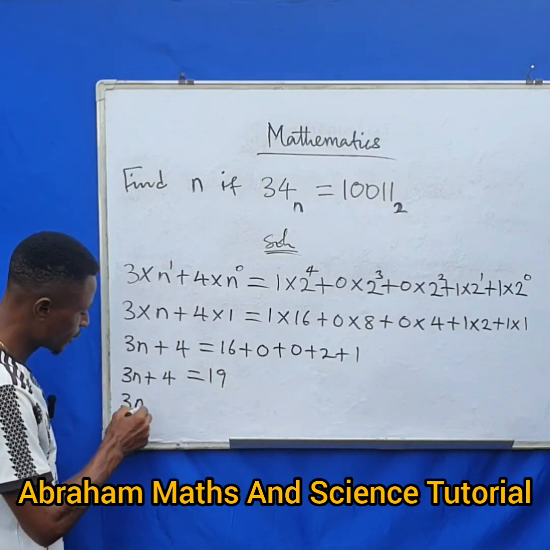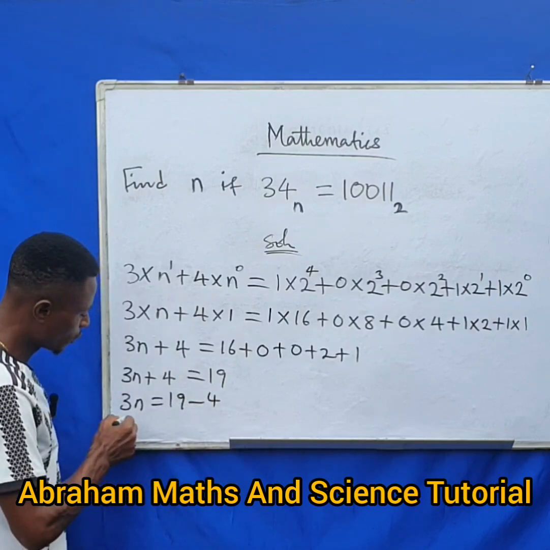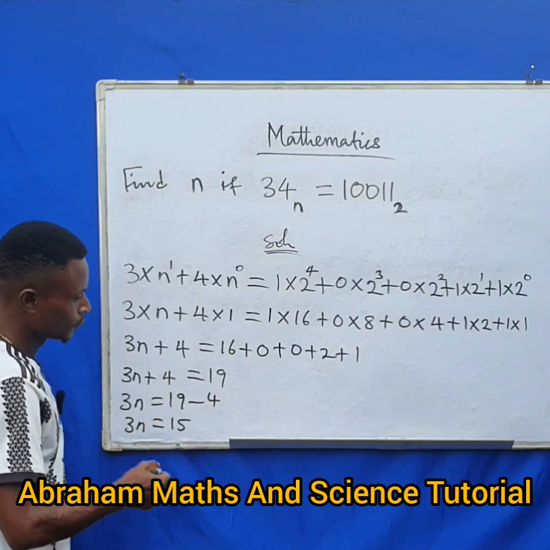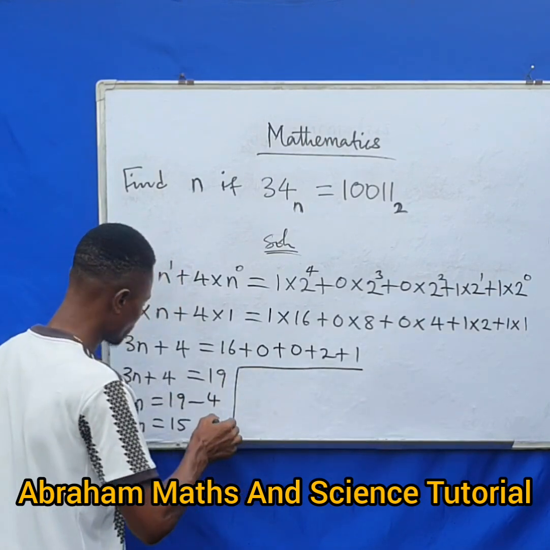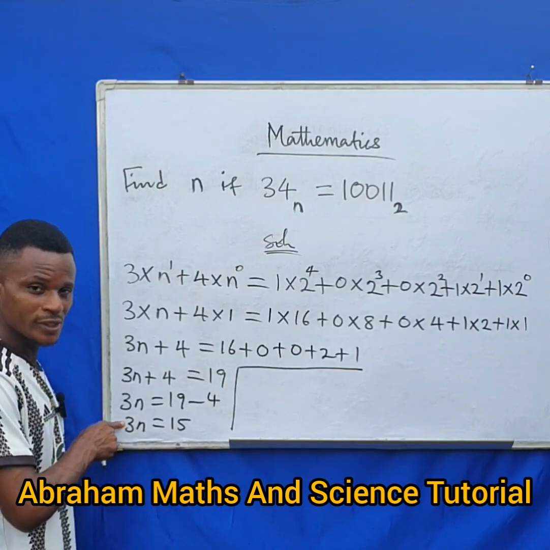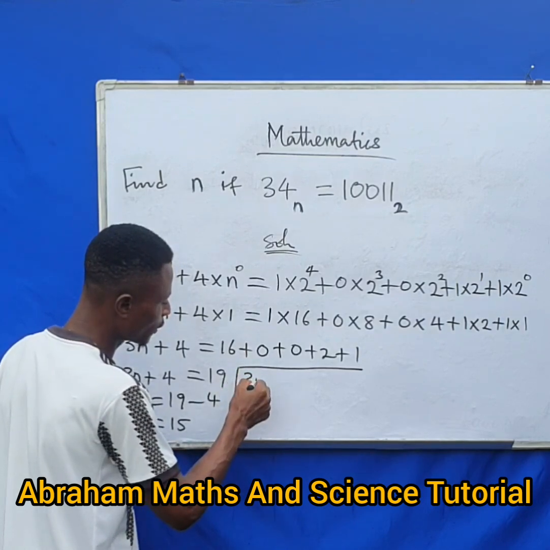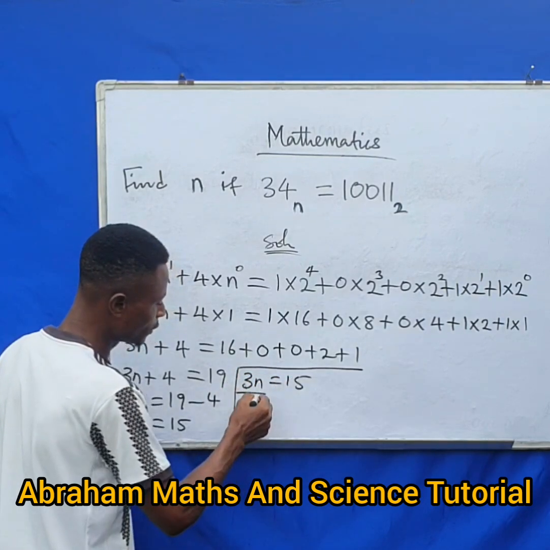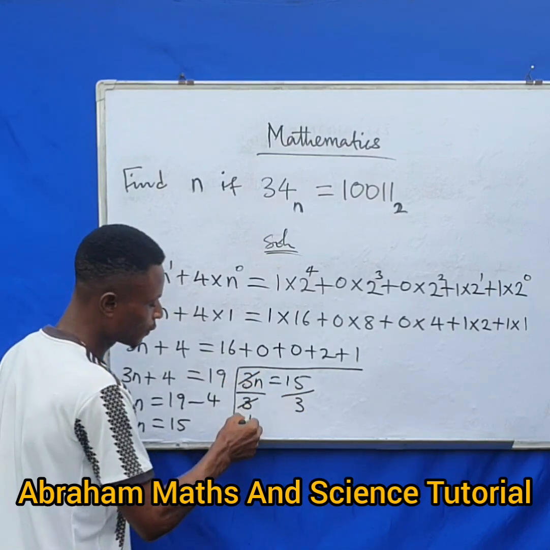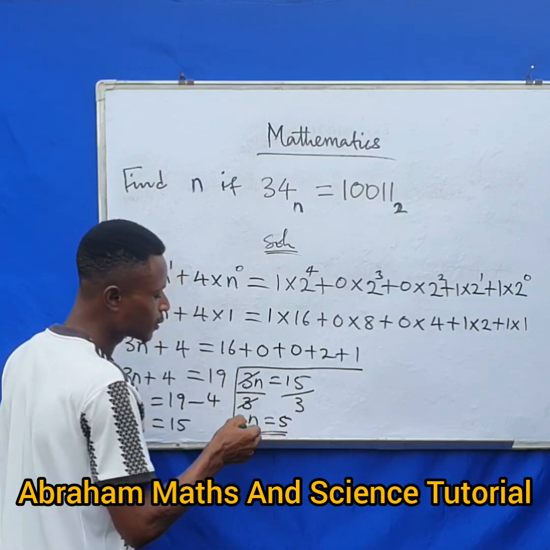So we have 3n equal to 19. If this one crosses, it becomes minus 4. So we have 3n equal to 19 minus 4, that's 15. Now, we are looking for n, not 3n. Because of that, we are going to divide both sides by this 3 that is attached to this n. We have 3n equal to 15. You divide this side by 3 and also divide this by 3. Notice that this will cancel this. And we have n is equal to 15 divided by 3, that is 5. So this is the right answer to this problem.